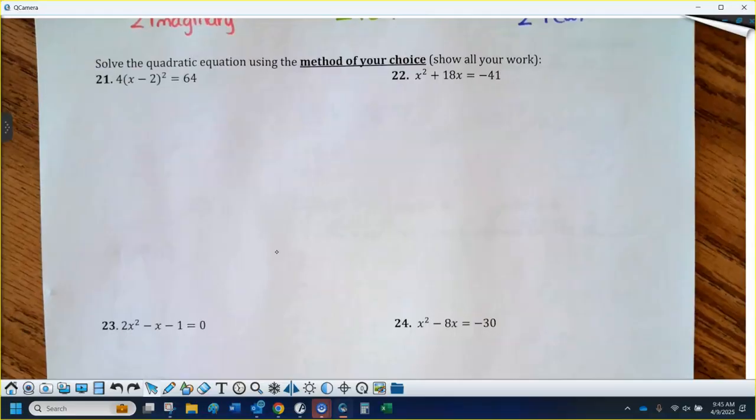Anybody have any idea what they might do with that first equation? I've got 4 and then in parentheses x minus 2 squared equals 64. Like if I put that in front of you, what would you do to solve that equation? No. It looks like complete the square, but we don't have to. It's almost already set up for us. Like, just tell me what would you do first? Like, if you had looked at that problem.